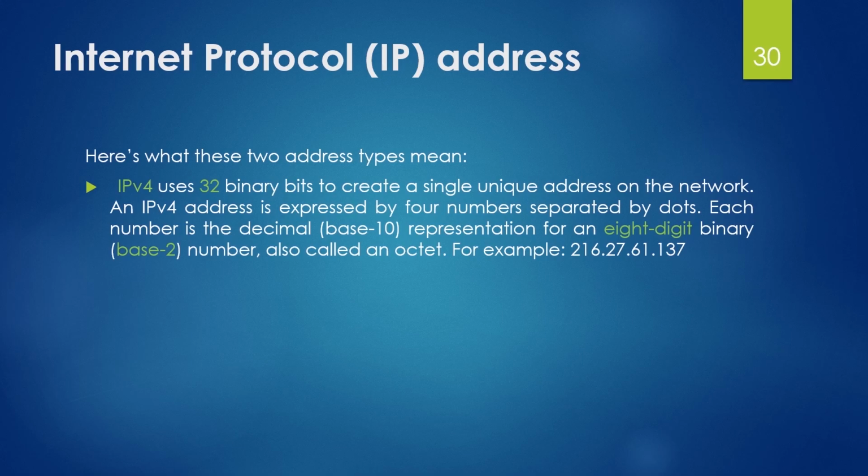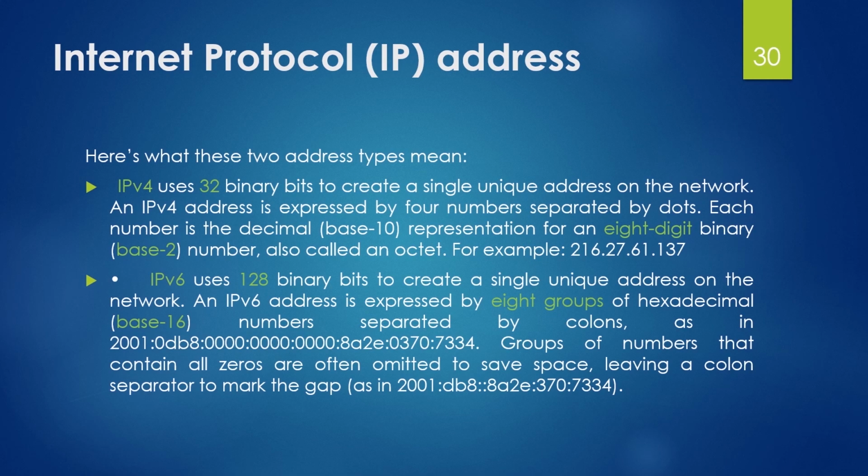Each number is the decimal, that is base 10, representation for an 8-digit binary, base 2 number, also called an octet. For example, we have 216.27.61.137. So this is an example of an IPv4 address.